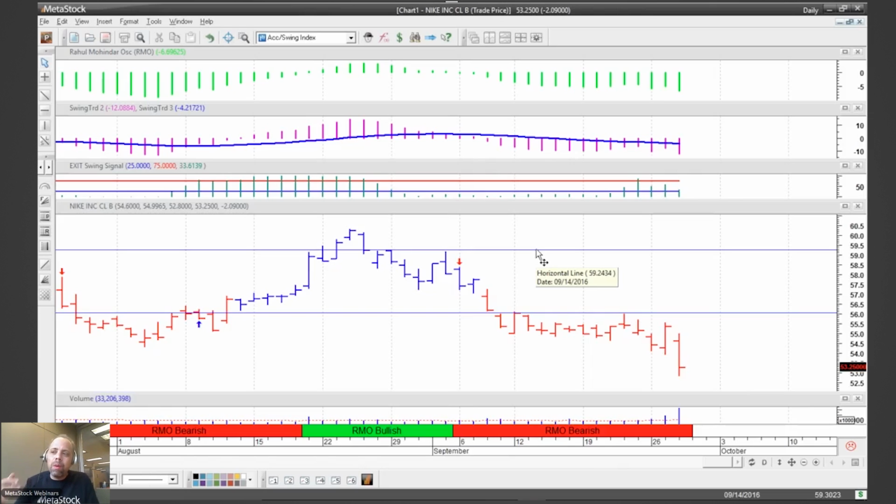Now that I know where my entry point is and where my stop is, excluding gaps and things like that, I have a fairly good idea of how much risk I'm going to take. If this is more risk than you want to take on a trade, then I would recommend you look for another trade. But in this particular case, it gives you a really good idea.